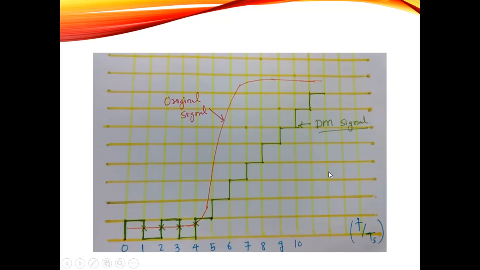In ADM, we should not vary the signal like this. When you have such a type of pattern, we should either increase or decrease the step size. This is exactly the execution of ADM.